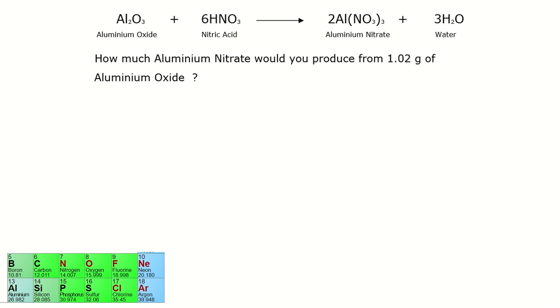Okay guys, today we're going to talk about reacting masses. So let's get straight to the question. How much aluminium nitrate would you produce from 1.02 grams of aluminium oxide?